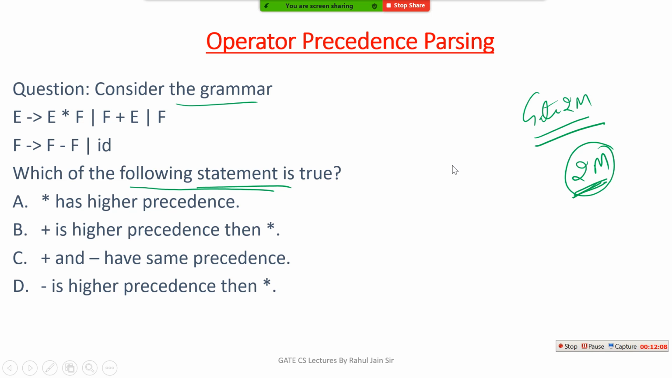Okay. So this is the question, guys. This is a GATE 2 marks question in front of you. Is the screen visible to all the candidates, guys? This is a GATE 2 marks question. You need to answer.